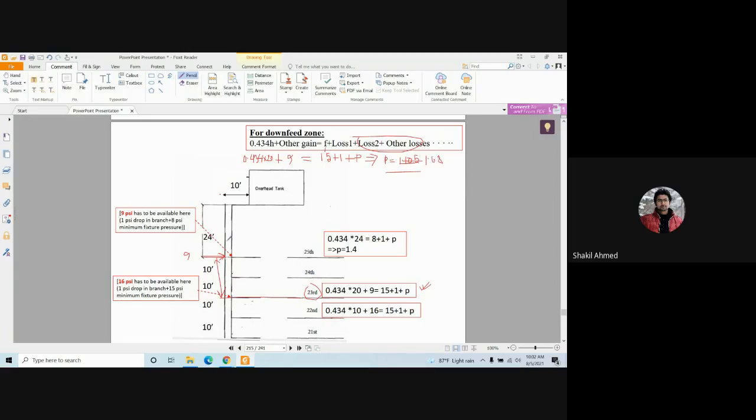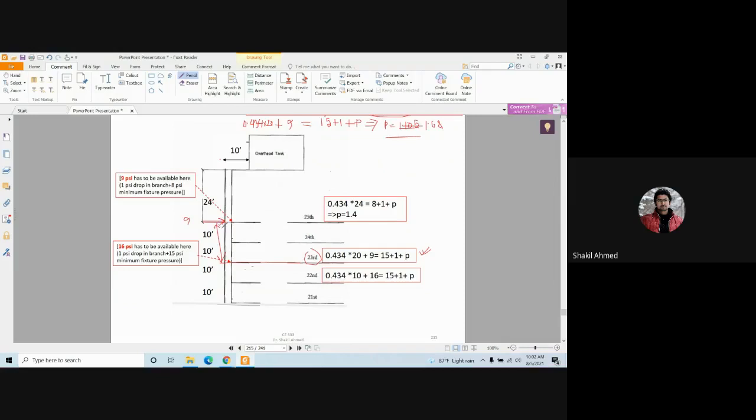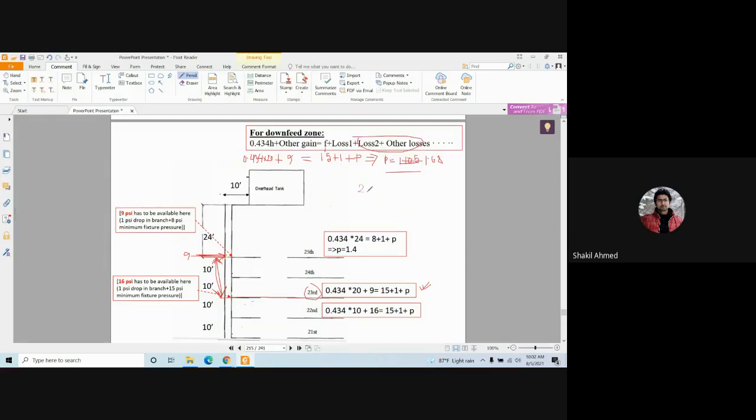Now, here, what is the length of the pipe? Since you have started from here, remember, what is the length of the pipe here? 20 feet, right? So for 20 feet length, your frictional loss is 1.68. For 100 feet length, your frictional loss is 1.68 divided by 20 into 100.